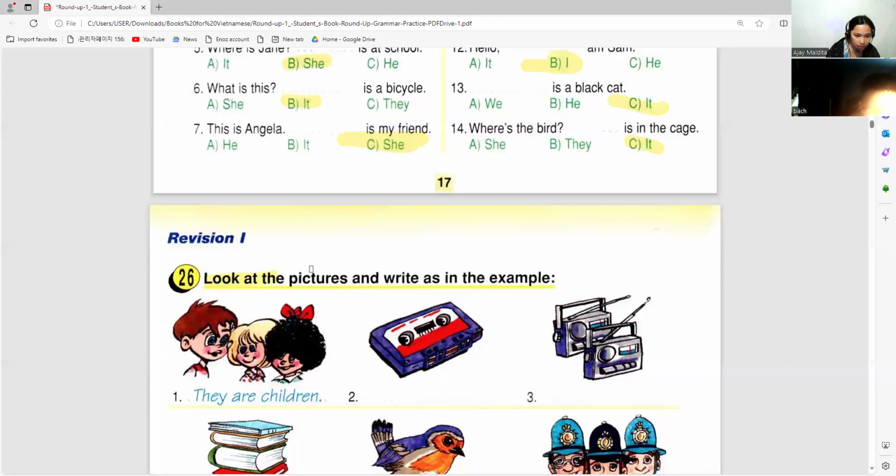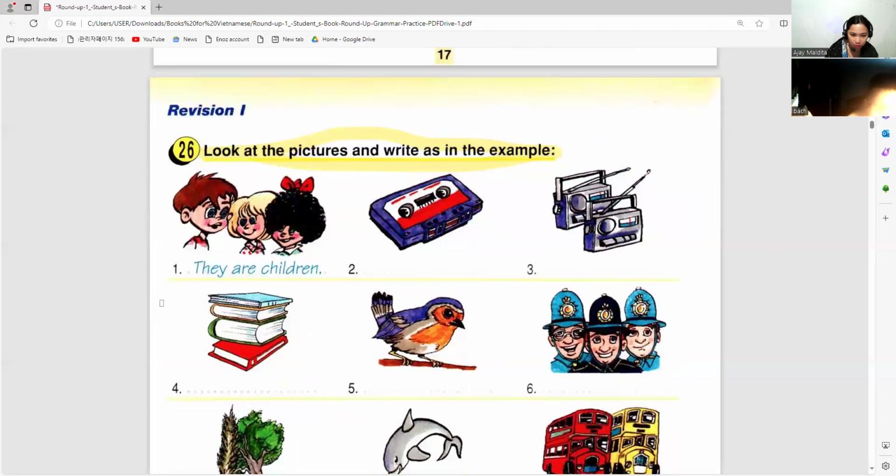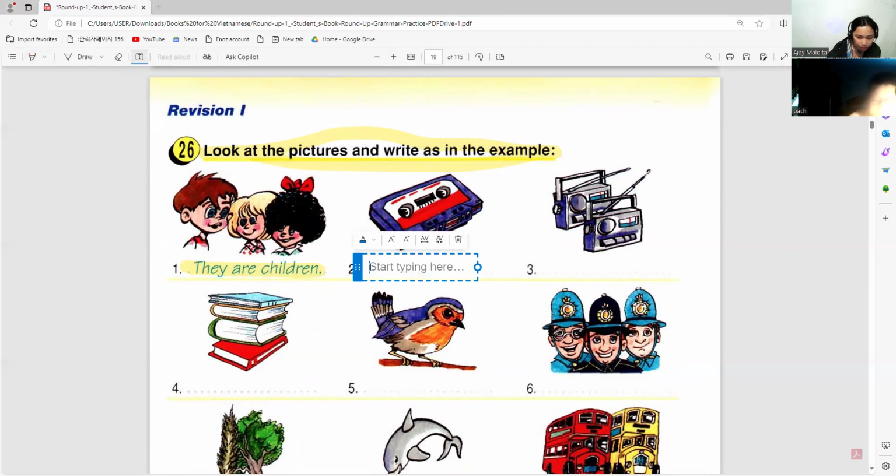Look at the pictures and write as in the example. Look at number one. Please read number one, Wangbak. They are children. Please read. They are children. Go. Number two, what's your answer? It is a what? Luggage, bag. You can choose luggage or bag.